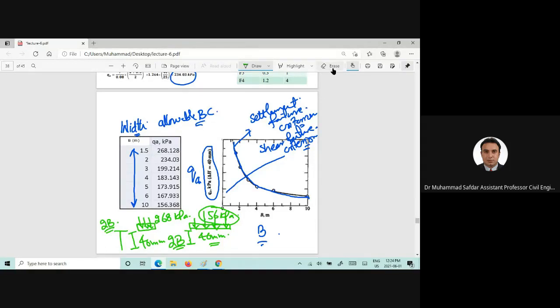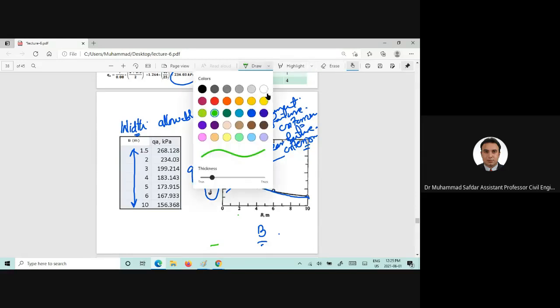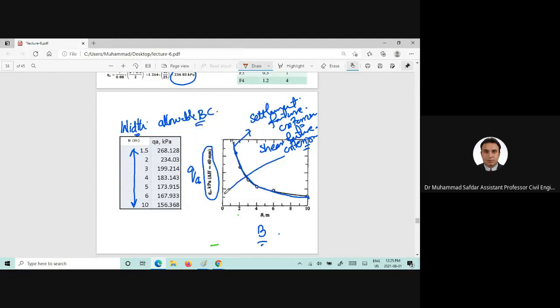Now if you want to draw a design curve in here, this one would be the lower bound design curve, having the settlement and also the shear failure criteria.